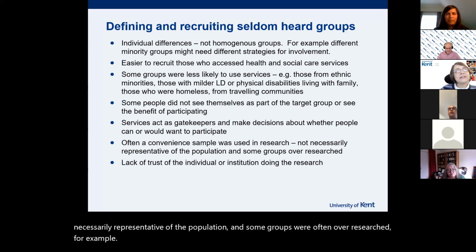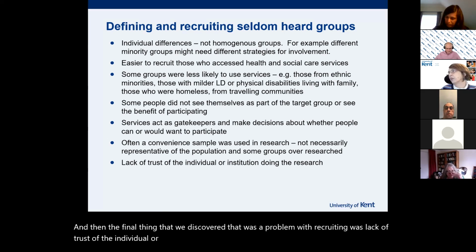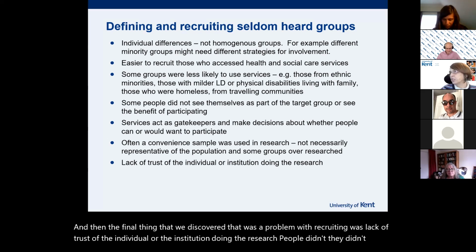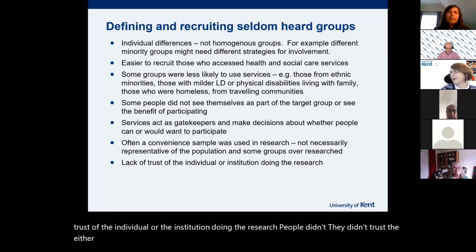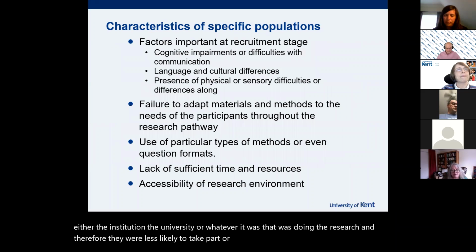And then the final thing that we discovered was a problem with recruiting was lack of trust of the individual or the institution doing the research. People didn't trust either the institution, the university, or whatever it was that was doing the research, and therefore they were less likely to take part or to agree to take part.